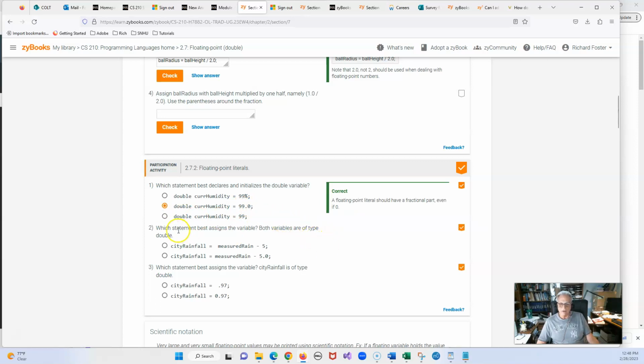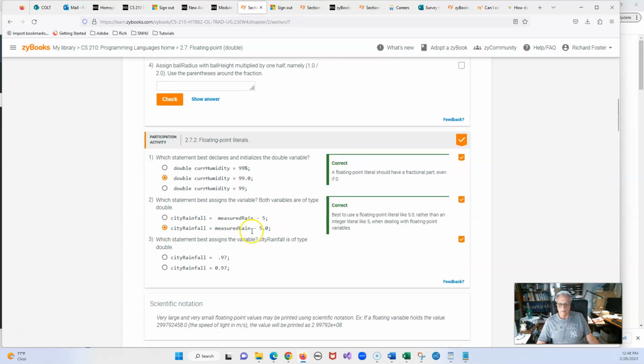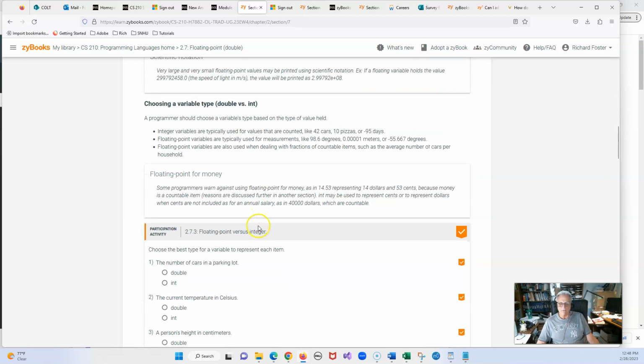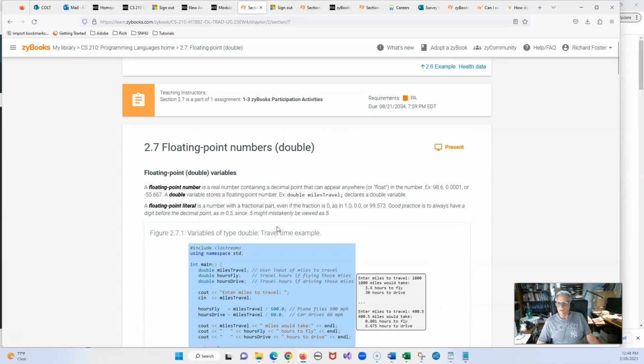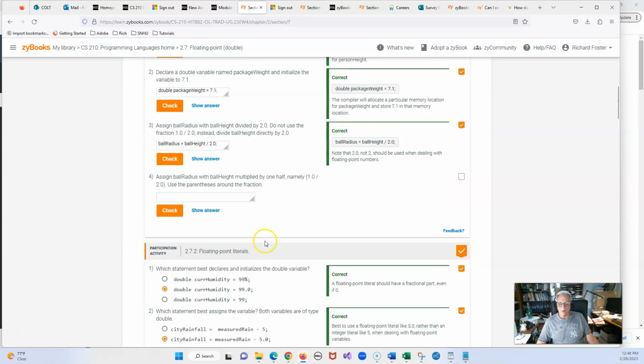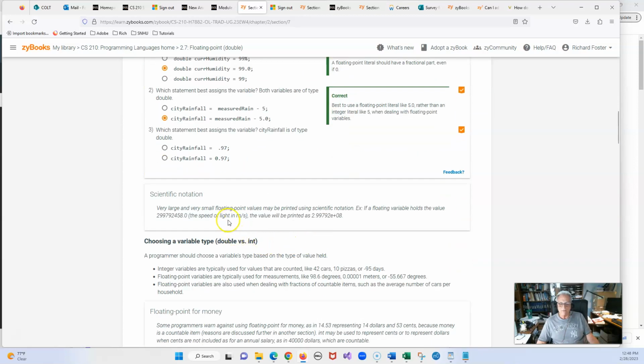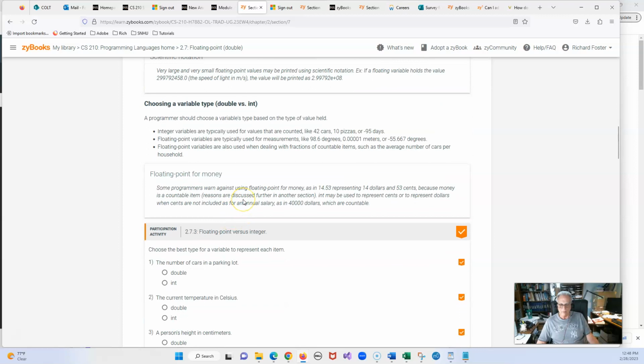And then let's do this here. Which statement best assigns a variable? Both are typed double. So this one is really okay, but it's preferred to do so you have a double with a double. And scientific notation can be a little bit challenging. So I am going to show you a few little tricks in here.